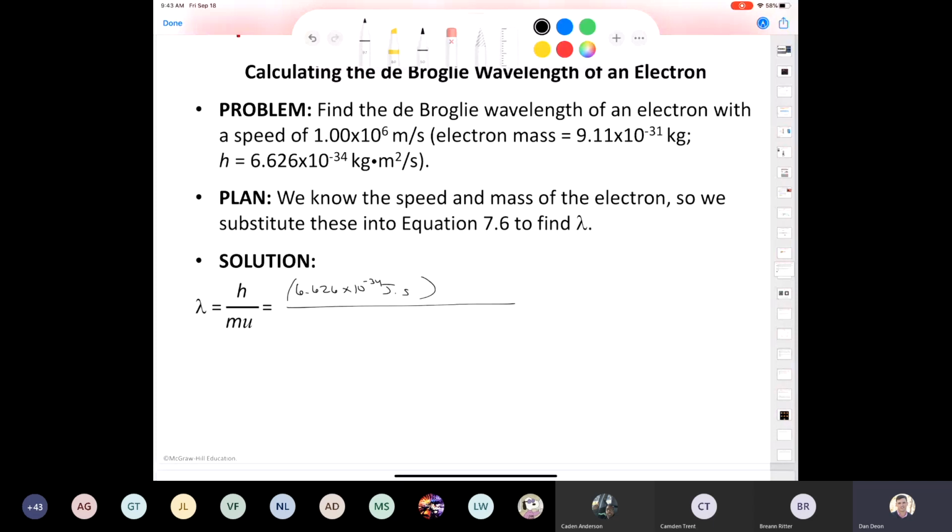We're going to multiply that by the mass of the electron, which is 9.11 times 10 to the negative 31 kilograms. We're going to multiply that by the speed of the electron, which is 1.00 times 10 to the 6th meters per second. And we're going to find the wavelength of this electron and see what kind of wavelength it's got.